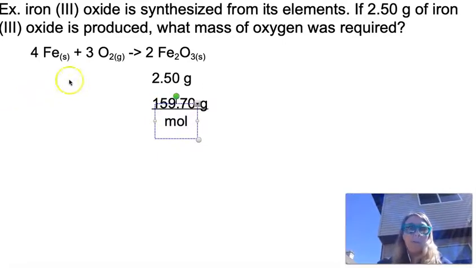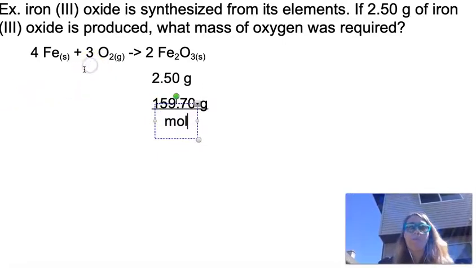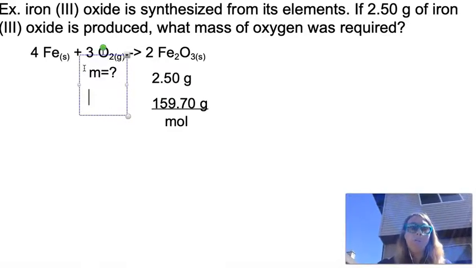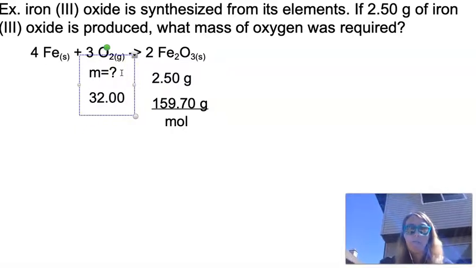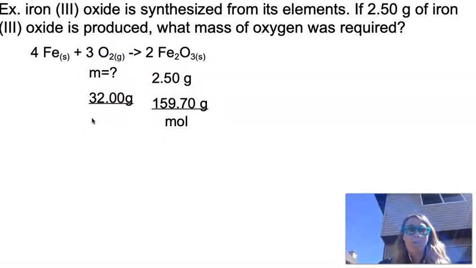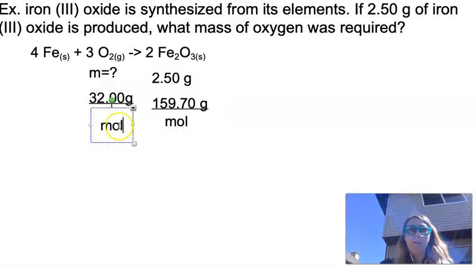All right, so what are we looking for? We are looking for the mass of oxygen. So this is our unknown. Okay, we need a molar mass for that. So each O is 16. 16 times 2 is 32. So 32 grams, and that is going to be per mole.